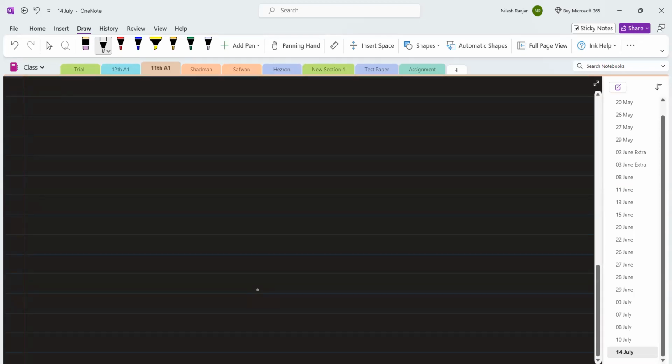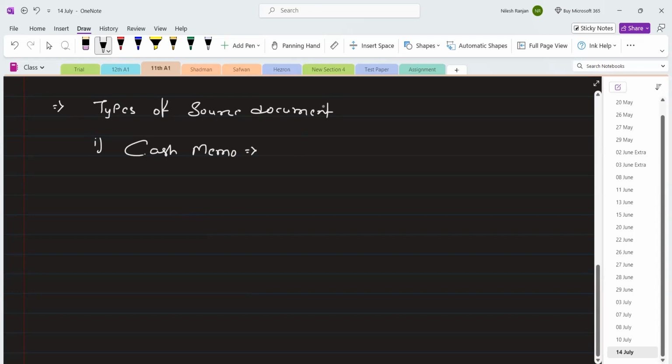Okay. Now there are many types of source document you will find. Types of source document. The first one is cash memo. Can you tell me what a cash memo is? Do you know what a cash memo is?